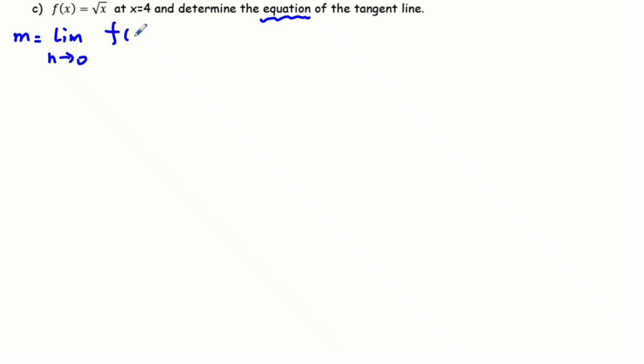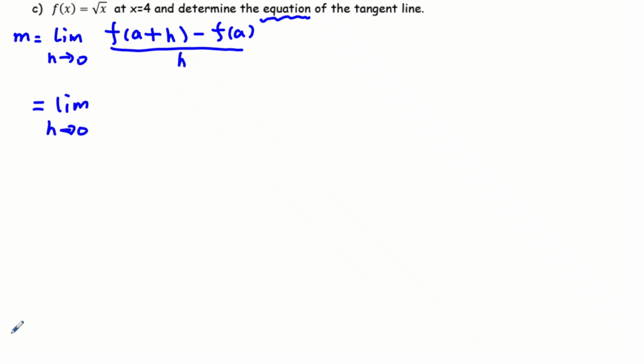Then f at a plus h minus f at a, then all over h. So we sub in the a plus h to the given function. So it will be a plus h put here. So square root a plus h. Then the a value sub in is square root a, all over h.